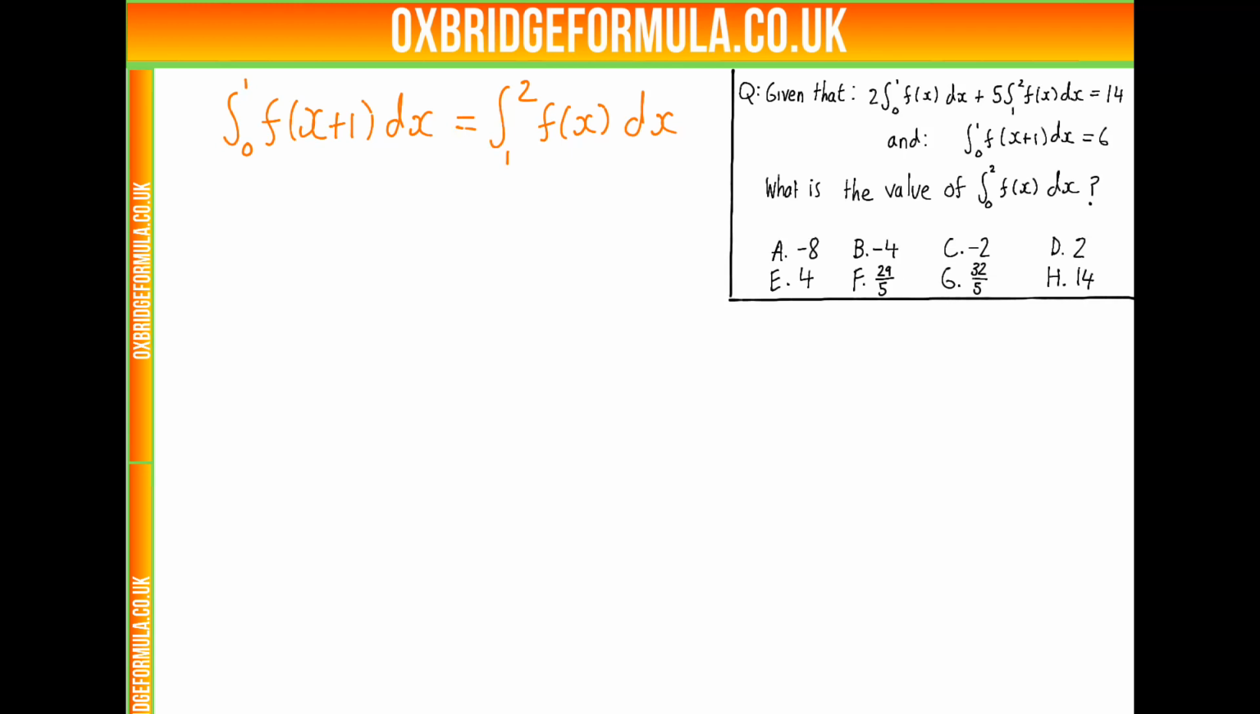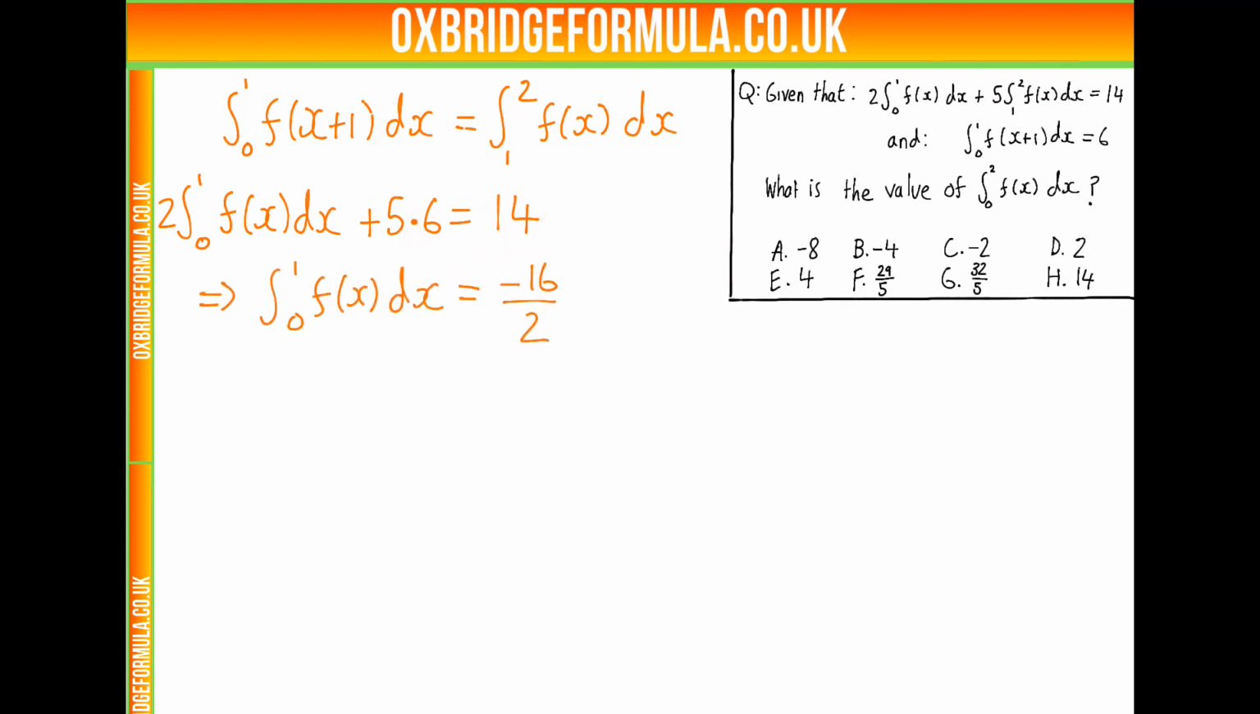We've got this equation up here, but we know what the integral of f(x) between 1 and 2 is, because it equals the integral of f(x+1) between 0 and 1, which is 6. Substituting that in, we have 2 lots of the integral of f(x) between 0 and 1 with respect to x, plus 5 times 6, is 14. Doing 14 minus 30 to get minus 16, we get the integral of f(x) between 0 and 1 is minus 16 over 2, which is minus 8.